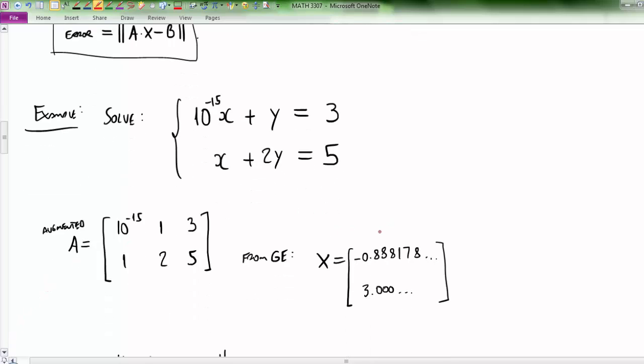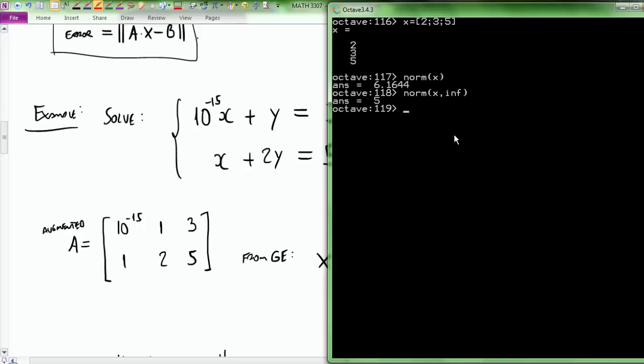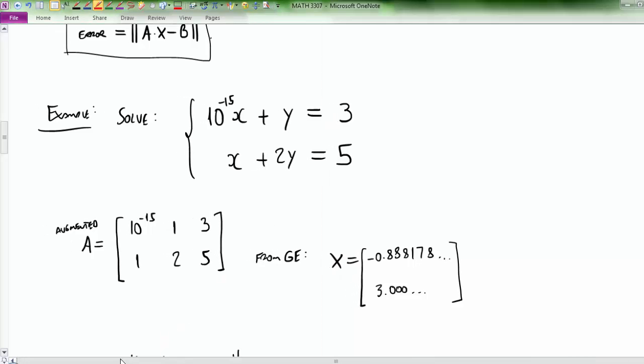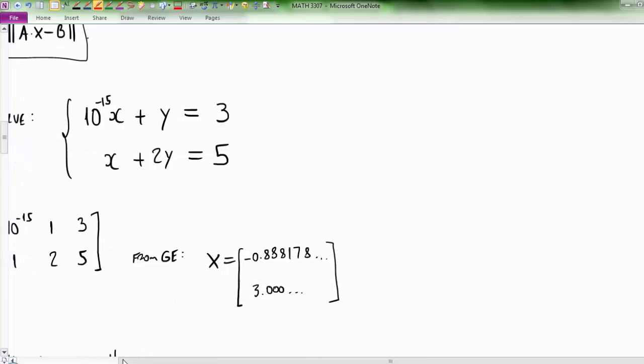Okay, so let's solve this using the Gaussian elimination. So I'm going to put that over here, and move this system over here so we can see it.